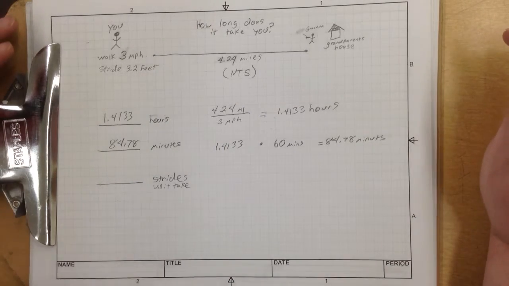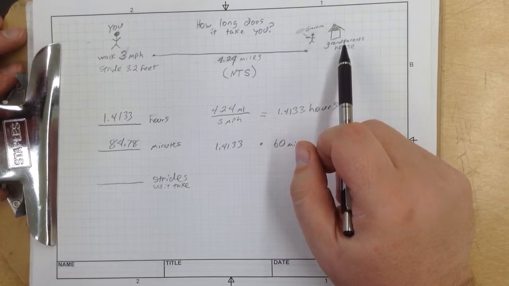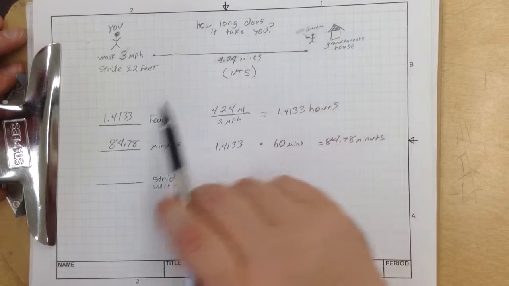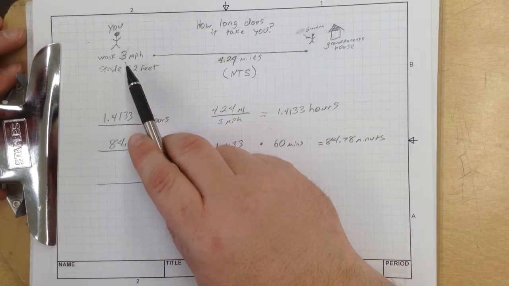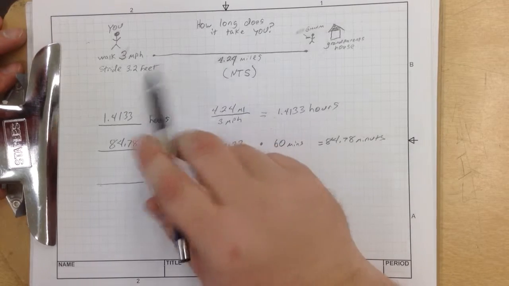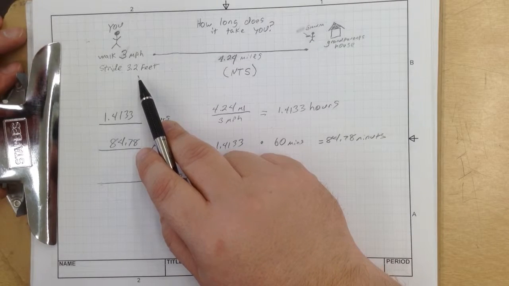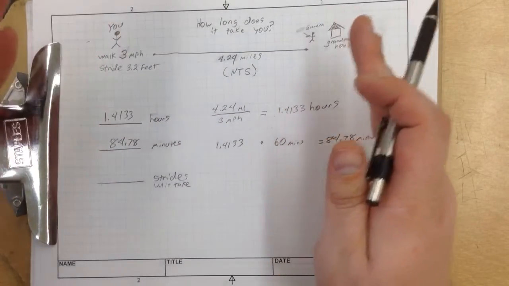Let us continue the example where you are walking to your grandma's house. She's got an awesome cookie right there. You know that you walk 3 miles an hour. It's 4.24 miles to grandma's house. Remember, this isn't to scale. And new information is you stride 3.2 feet. That means when you take a step, your feet are 3.2 feet across.